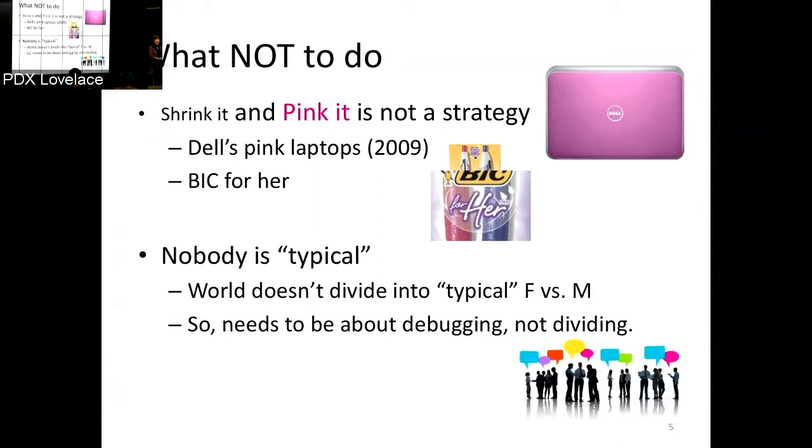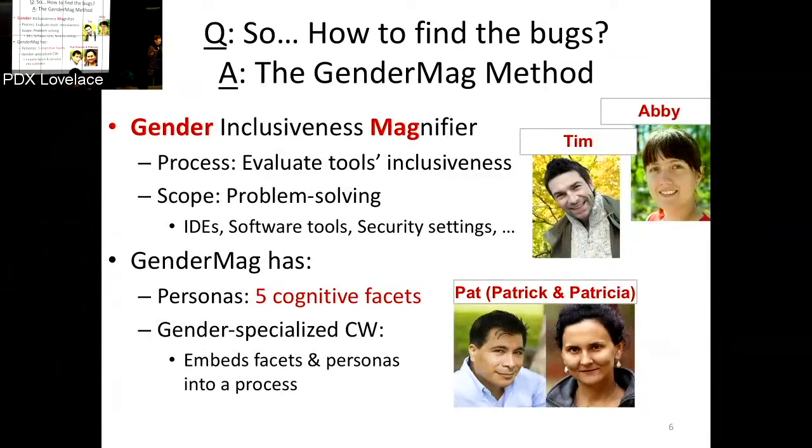So that's kind of the bottom line. If you have to leave, now you've gotten the bottom line there. Okay, oh, but wait, you wanna maybe find out how to do it. Okay, so have I got a deal for you? The way you find the bugs is with a method that my collaborators and I have been working on for years and years and probably will always be working on because we're academics, we're never done. It's called the GenderMag Method. And it's free, so I'm not trying to sell you anything.